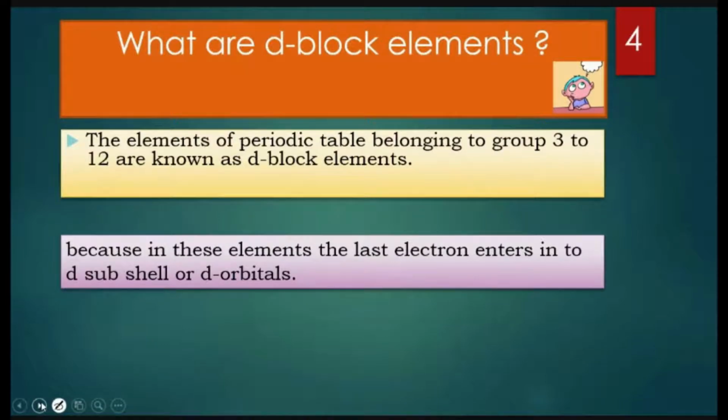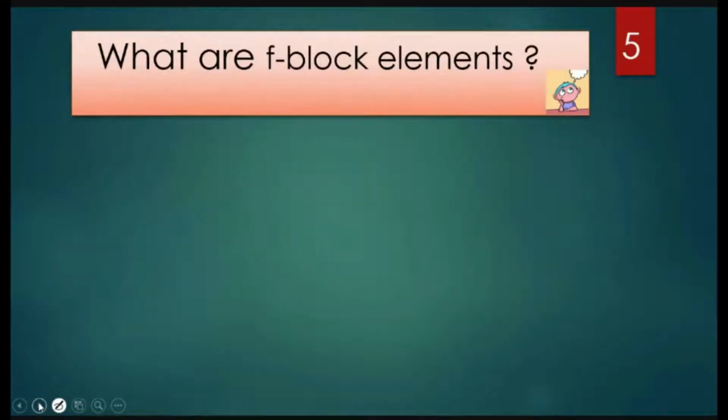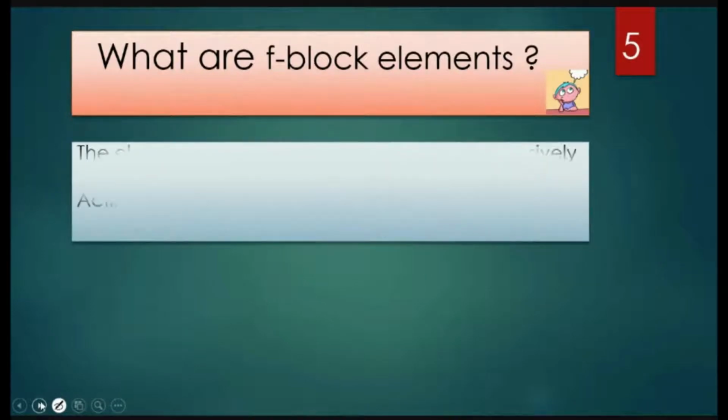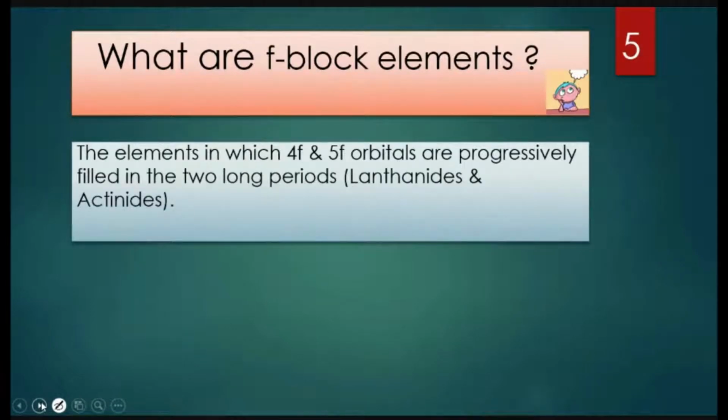Let's pass on to the next slide. And what are F block elements? Here the definition is like this: the elements in which 4f and 5f orbitals are progressively filled in the two long periods. In the previous slide I have shown you that F block elements contain two series. One is the lanthanide series of elements, the other is the actinide series of elements.